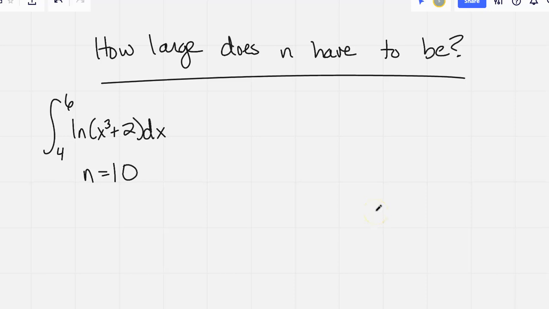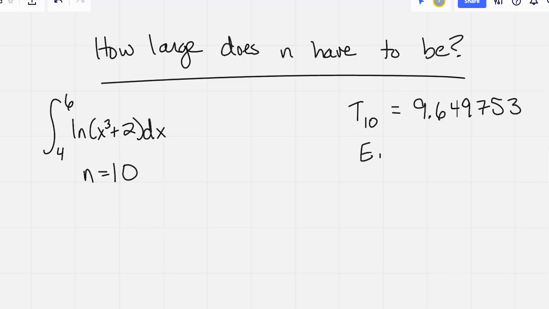So this question of how large does n have to be within a specific error bound that you specify, what we're going to do is look at the trapezoidal rule I already did with n equals 10 for the integral from 4 to 6 of the natural log of x cubed plus 2. When I got that, the trapezoidal rule gave 9.649753. So my n was 10 in that case.